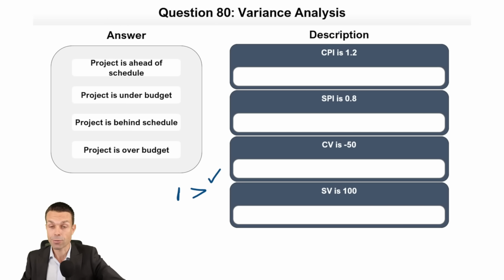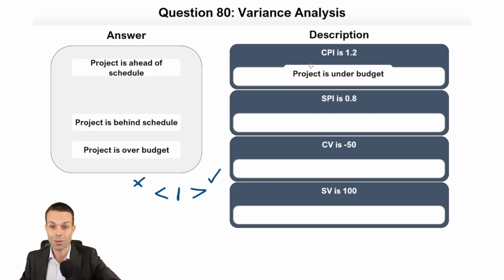So let's have a look. Cost performance index is 1.2, so we've delivered more than what we should have at this point in time. So we are under our budget because we've delivered more. So project is under budget. There we go. Nice and easy. But the schedule performance index is 0.8. So we've delivered less than what we should have at this point in time. The project is behind its schedule.